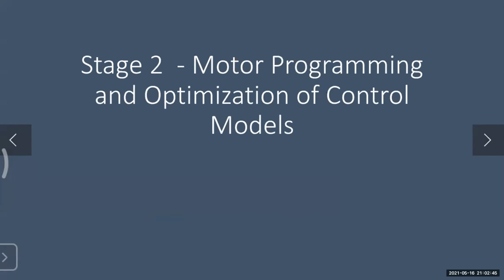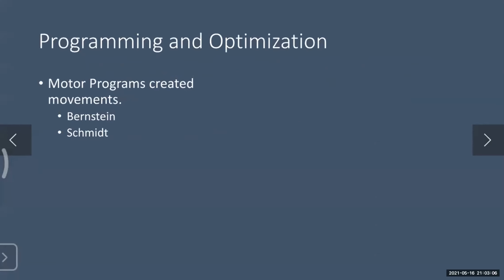Okay, right. So now we will move on to stage 2, which is motor programming and optimization of control models. Both these things were coming in. So what is a motor program? Last week we saw in detail what a motor program is, and optimization of control models we have not seen. We will see that.